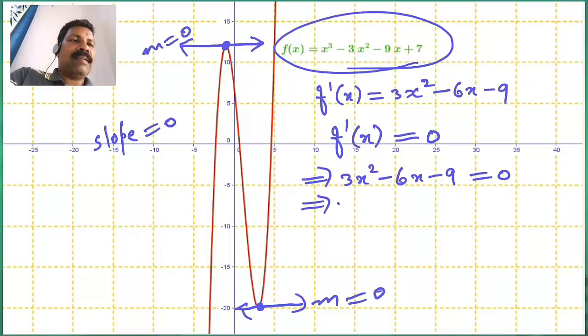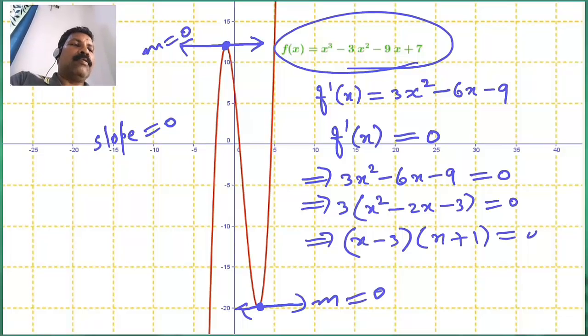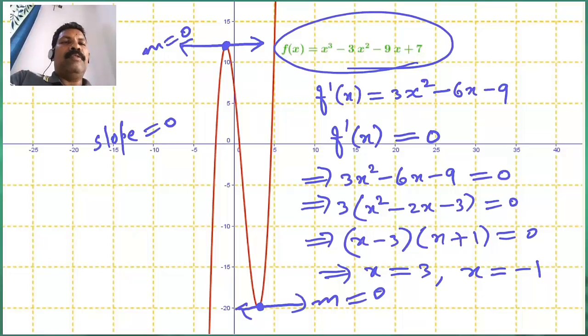You can simplify it also by taking 3 as a common factor outside, that is x² - 2x - 3 is equal to 0. Which implies (x - 3)(x + 1) = 0, which gives you the x coordinate as 3 and the x coordinate as -1 at those points. So clearly from the graph here the x coordinate will be 3 and here the x coordinate will be -1.